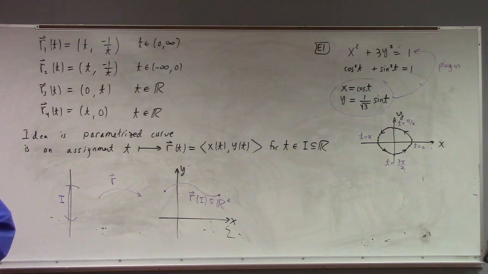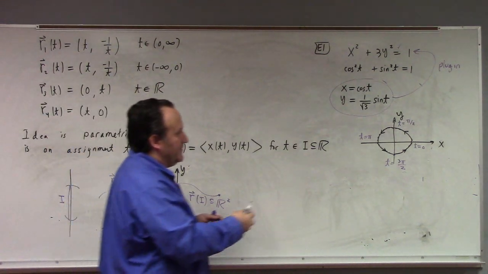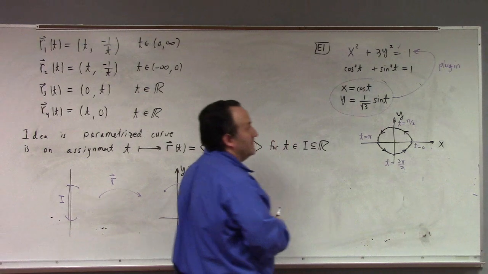Oh, I mean the vector symbol? Yeah, fair enough. But we draw these little arrows to indicate the direction.